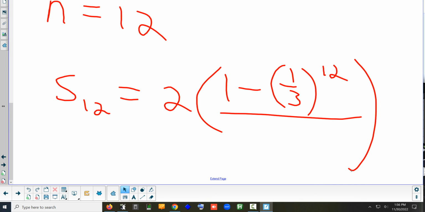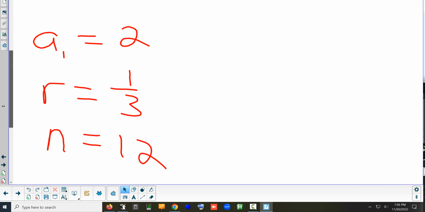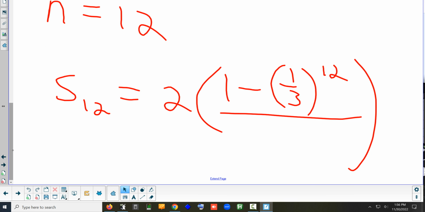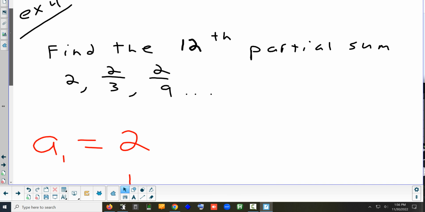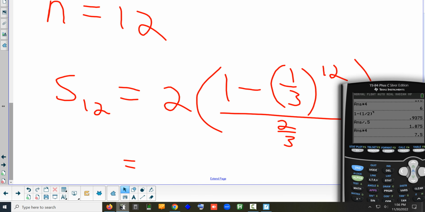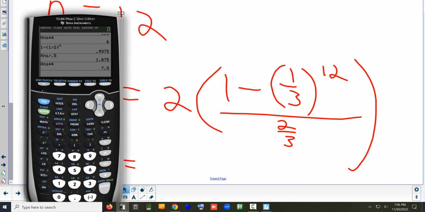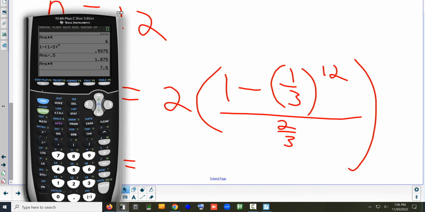So the bottom was 1 minus r, and r was 1/3. So what was 1 minus 1/3? 2/3. So we'll type that in, and that will tell us what the first 12 numbers in that pattern add up to. All right, let's see. So I like to do it in steps. If you want to type it in differently, you can. Just make sure you get the same answer.